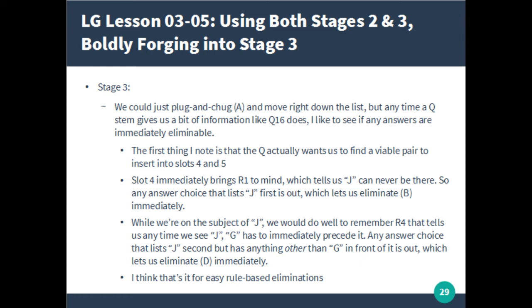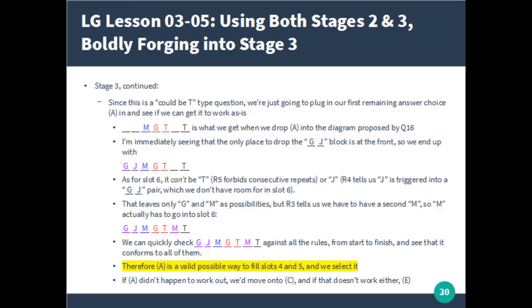Having exhausted Stage 2 and having made some easy eliminations before actually doing Stage 3, we now have just 3 answer choices to work with, so we may as well start with the first one that still remains, which is answer choice A. Since this is a could be true type question, all we're going to do, according to the table of power, is plug in the first answer choice that we're testing, which is A, and see if we can get it to work with our picture from Stage 1 and Stage 2, as it's written. Answer choice A alleges that the letters G and T are in slots 4 and 5. Being a could be true question, we throw them right in slots 4 and 5 and see if we can get it to work.